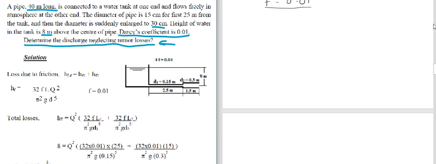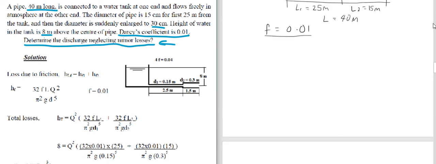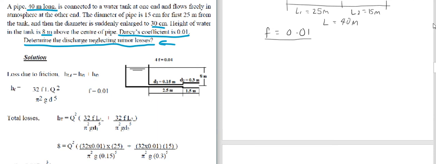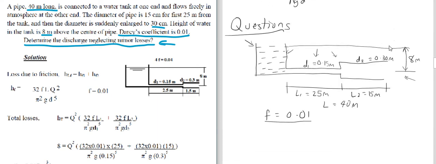Let me go back to the diagram. This is the diagram now. We have the diameter of the pipe, we have the length, we have the diameter of the second pipe too, we have the length, which are joined together. Which kind of network is this? Is it parallel or series? Series. This is a series connection.